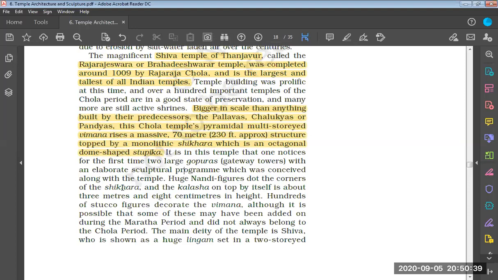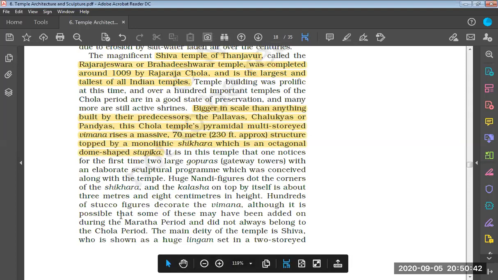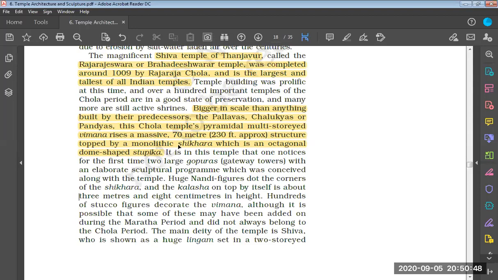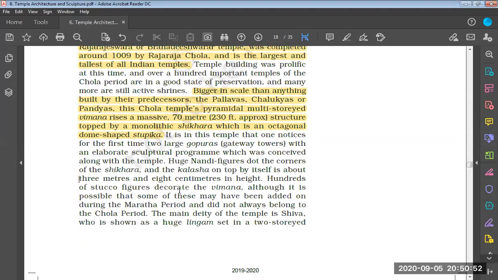The Chola temple's pyramidal multi-storied Vimana rises a massive 70 meters, approximately 200 feet, topped by a monolithic shikhara, which is octagonal and dome shaped. It is this temple that one notices for the first two large gopurams, that is gateway towers, with an elaborate sculptural program which was conceived along with the temple.